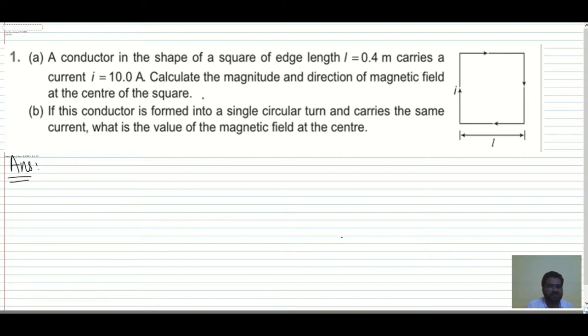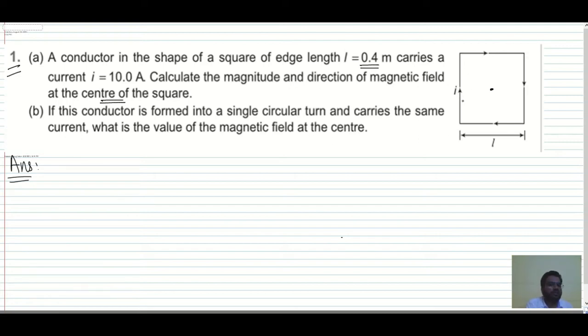the description. So in this we have the first question, and it says a conductor in the shape of a square, edge length 0.4 meter, carries a current of 10 ampere. Calculate the magnitude and direction of magnetic field at the center of the square. Right, at the center of the square we want its magnitude and direction. Okay, so let's calculate now.